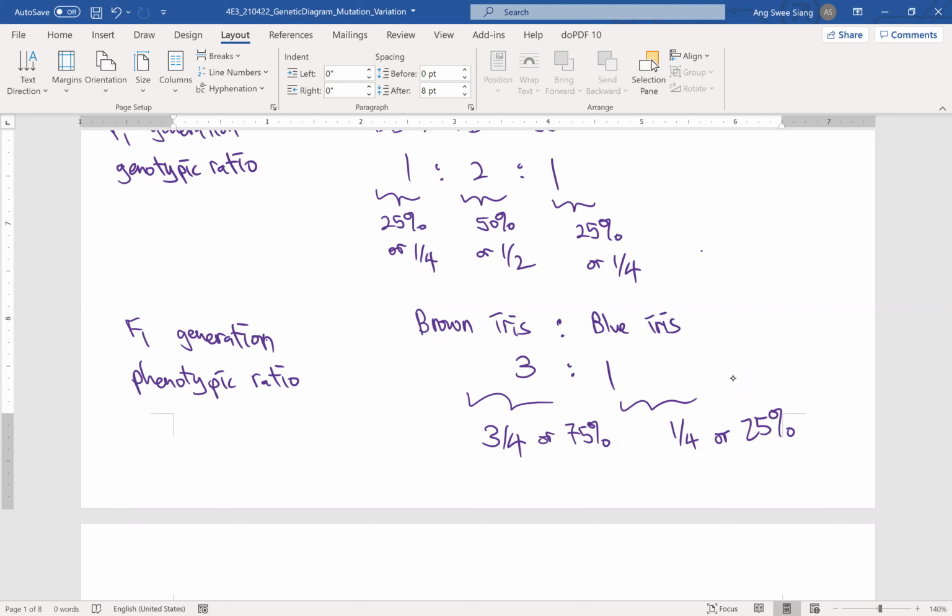This is the chance of every offspring being brown iris or blue iris. This is random, similar to what you learn in your maths probability. Every child that is born to this couple has a 75% chance of being brown iris, 25% chance of being blue iris.